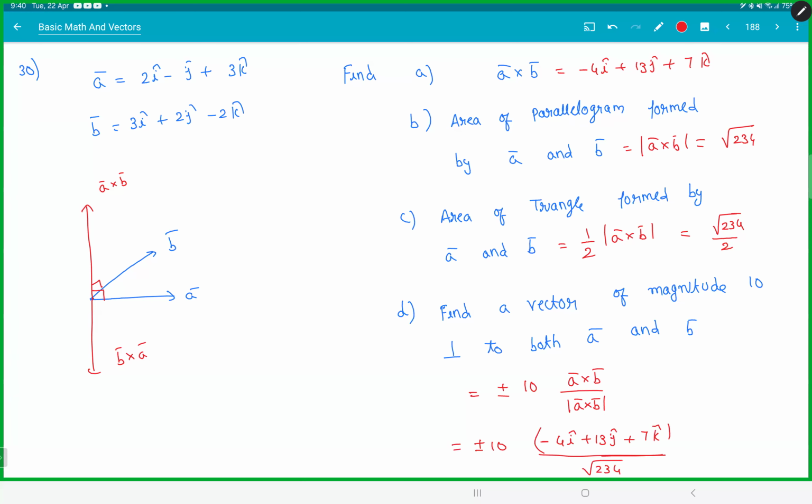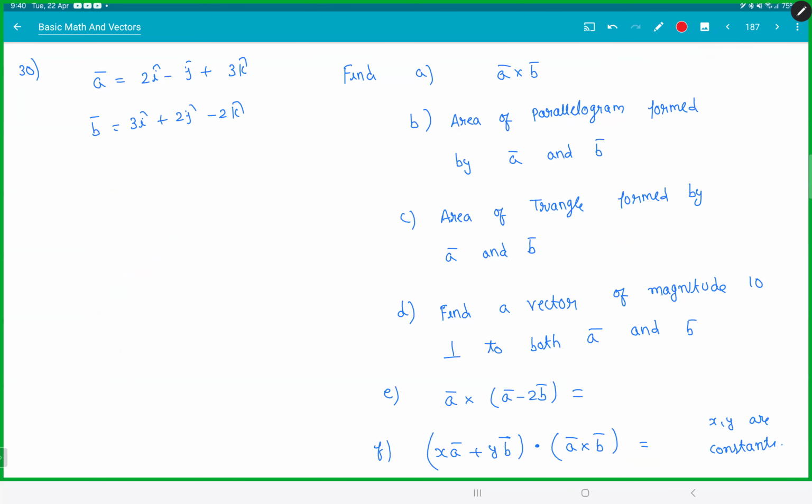Is that making sense, everyone? Plus and minus, because there are two possible answers. So whenever they ask you to find a vector perpendicular to both A bar and B bar, this is what you do. Is this understood, everyone? We still have two more questions. What about these two: A cross (A minus 2B), and (XA plus YB) dot (A cross B)? Any doubts on A to D, please ask.